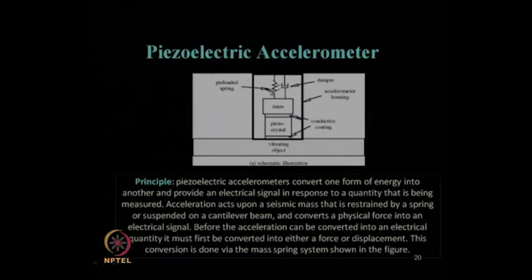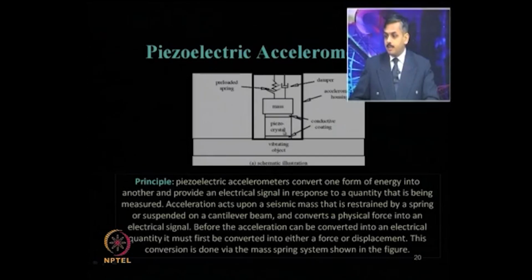For the piezoelectric type of accelerometer, you can see over here in this picture that there is a preloaded spring, a damper. This is the housing of the accelerometer, and these are conductive coatings. This is the piezoelectric crystal and mass, and this is the vibrating object which vibrates. So, on which principle does it work? Piezoelectric accelerometers convert one form of energy into another and provide an electrical signal in response to a quantity that is being measured.